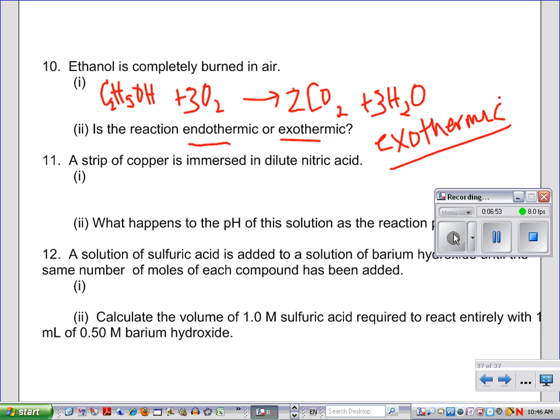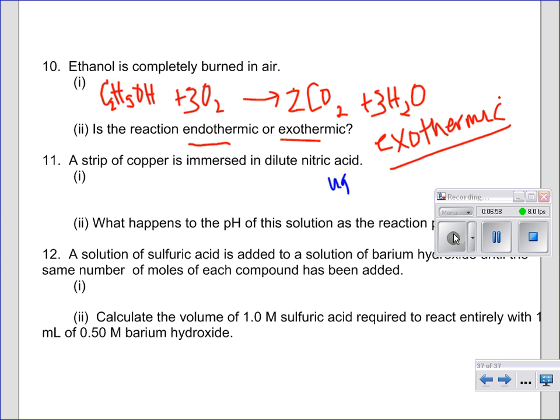A strip of copper. Oh, this is ugly. This is the ugly one. Ugly. You ain't got no alibi. You're ugly. Yeah, yeah. All right.